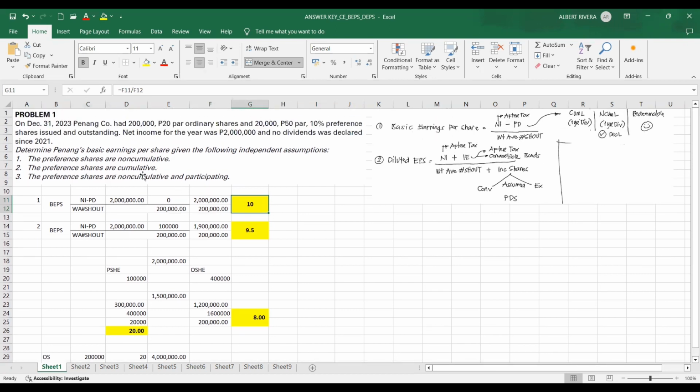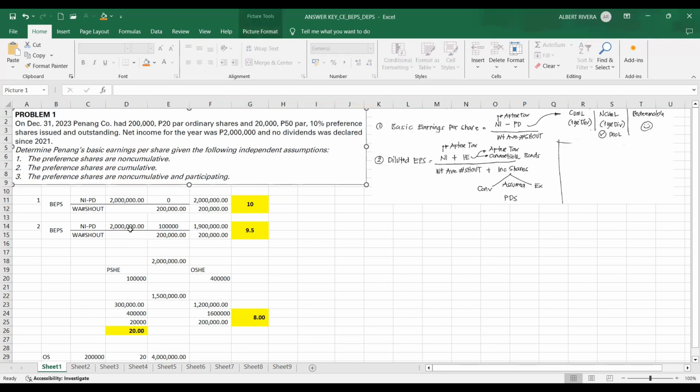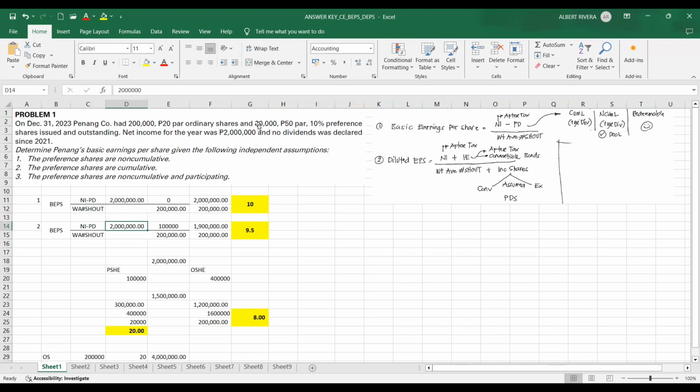It says the preference shares are cumulative. Using the matrix, using the concept map, if it is cumulative, you will deduct a 1-year dividend regardless of declaration, despite that no dividends were declared. So here, this is 2 million, the net income after tax, minus the preferred dividends. And the preferred dividends here is 20,000 times 50 times 10%, so this is now 100,000.